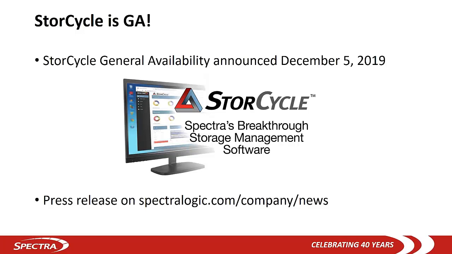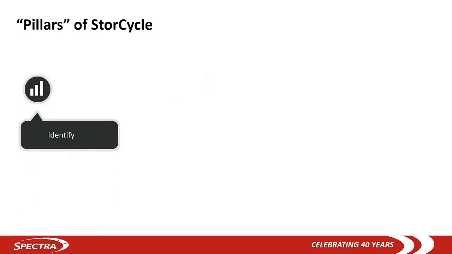And it really has four main functionalities or features. We call them pillars that StorCycle is focused on. First thing it'll do is connect to your primary or active storage and identify what is inactive or what needs to be moved. And you'll see demonstrations of that in a bit. There are both automated and manual ways to do that.